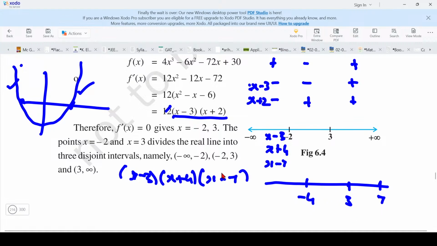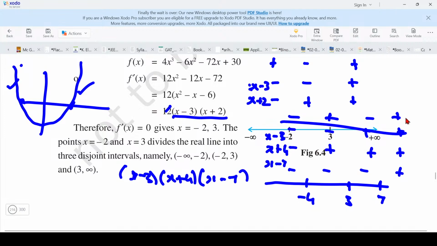Then you keep marking positive. X minus 3, when is it positive? Plus here, and other places negative. X plus 4, plus here, plus here, plus here, negative here. X minus 7, plus here, negative here, negative here, negative here. Then you multiply all of this. This becomes negative, this becomes positive, this becomes negative, this becomes positive. So beyond 7 it is positive, and between -4 and 3 it is positive, and remaining places it is negative.